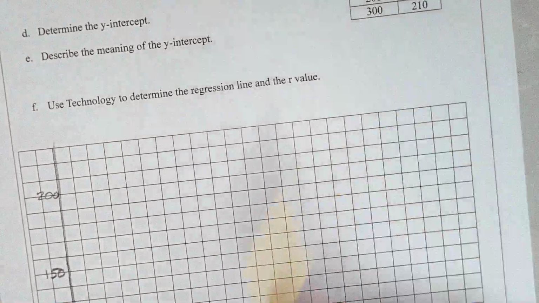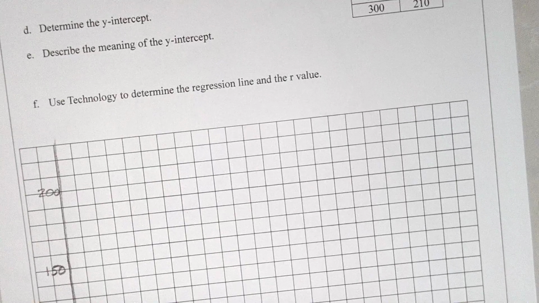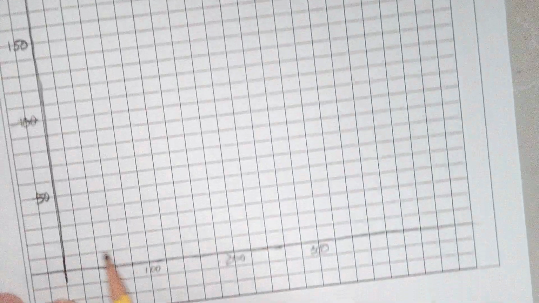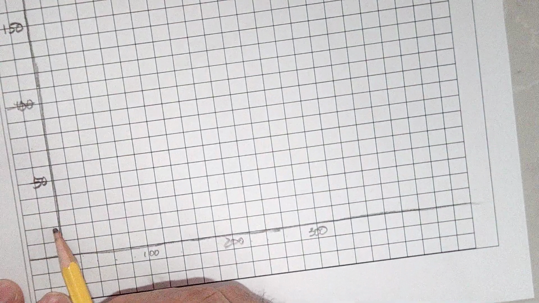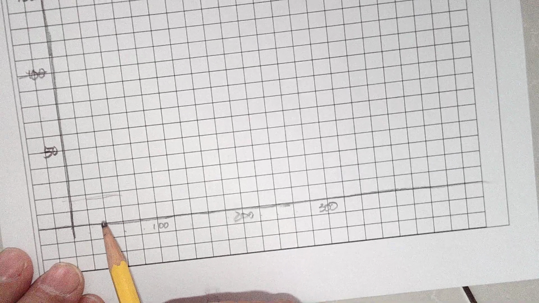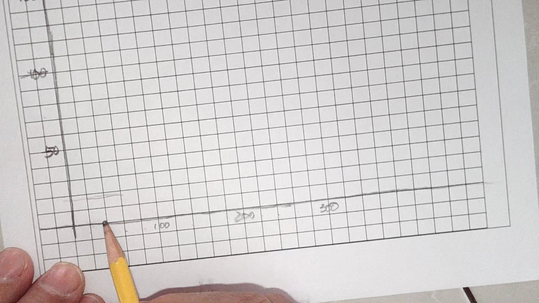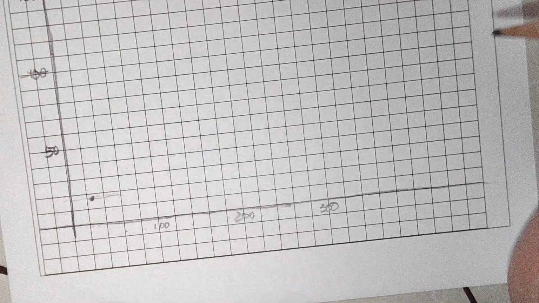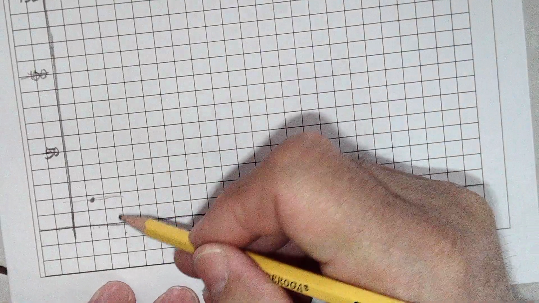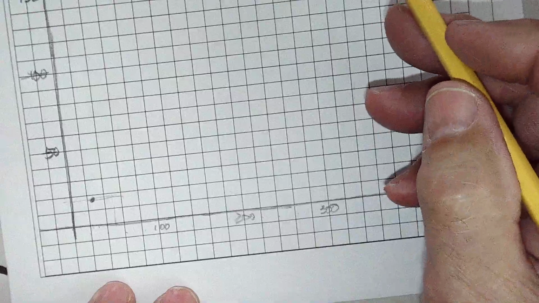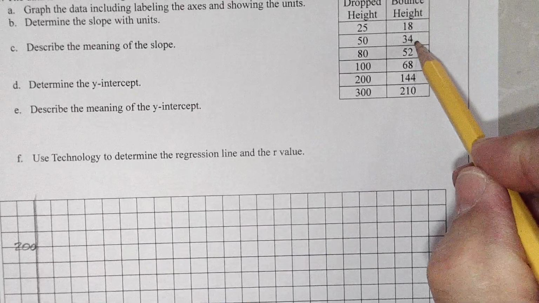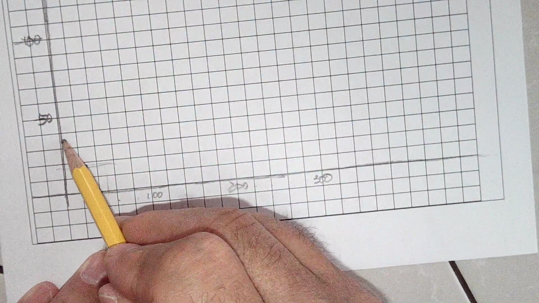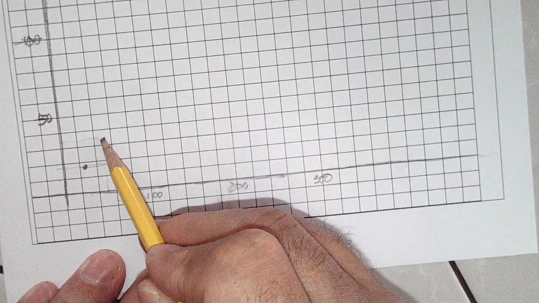So 25, 10, 20, 40 at 18. So this is 10, 20, 18, and I got to go to 25. So 20, 30, 40, 25 would be about there. 50, that's right in the middle. I got to be at a height of 34. 10, 20, 34 at 50.